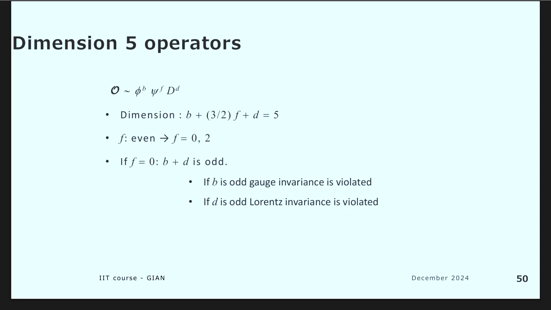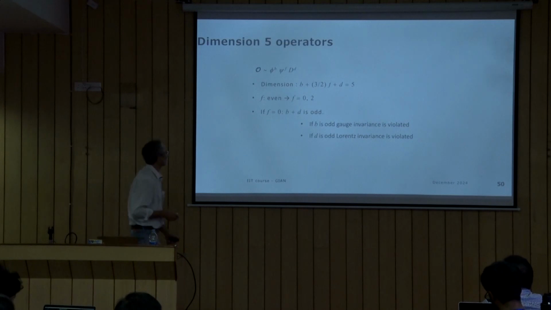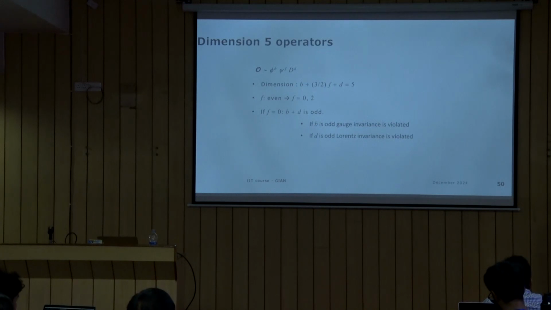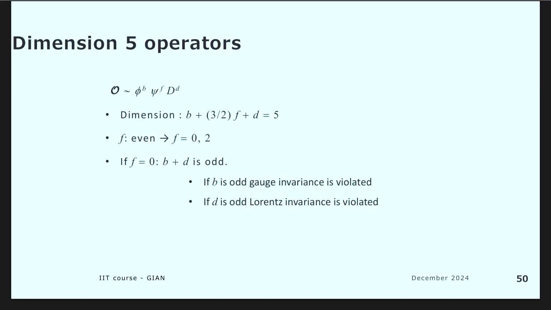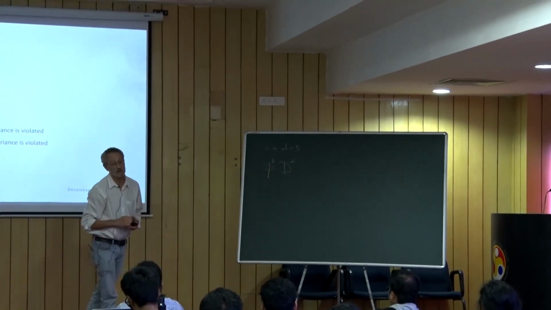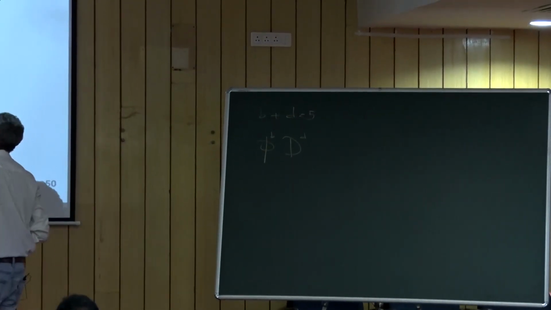So let me take first the case F equal to 0. So there are no fermions. So I have an operator that has only scalars and derivatives. And by this equation, B plus D is equal to 5. So one or the other of these numbers must be odd, because the sum of two even numbers is even, and the sum of two odd numbers is even. So one of them is odd. So let's suppose that B is odd.